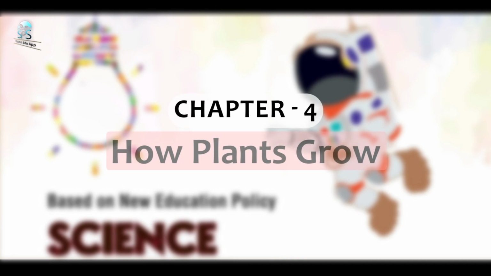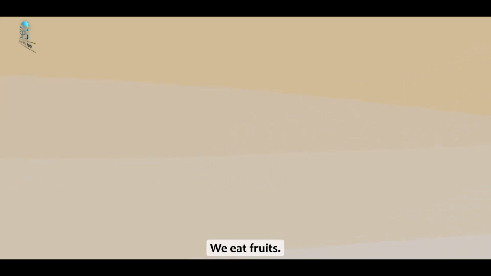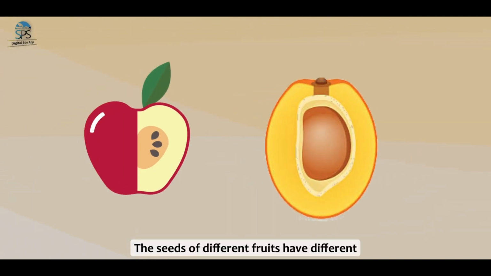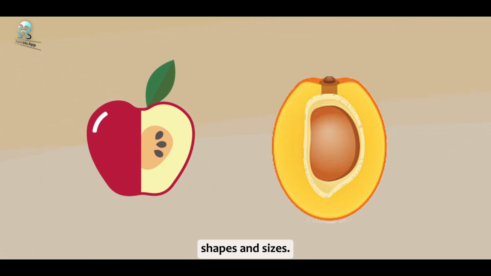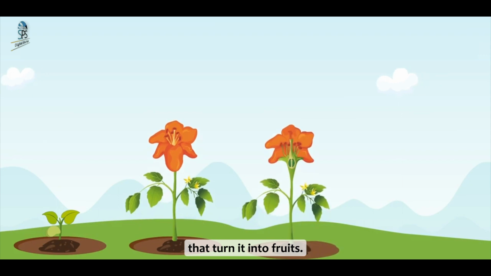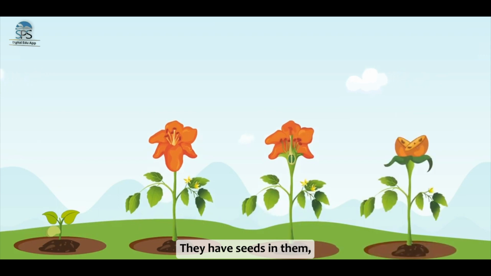Chapter 4. How plants grow. We eat fruits. Some fruits have seeds, some fruits have only one seed, and some have no seed at all. The seeds of different fruits have different shapes and sizes. Most plants produce many flowers that turn into fruits. They have seeds in them.